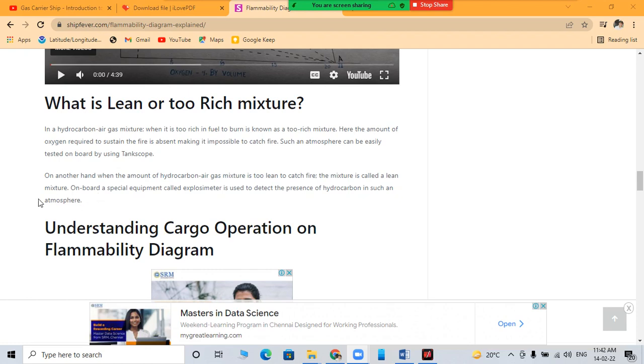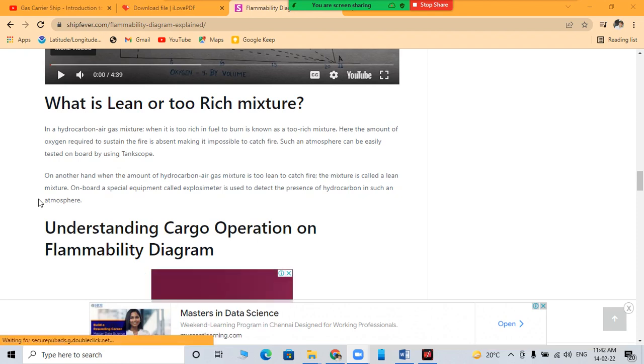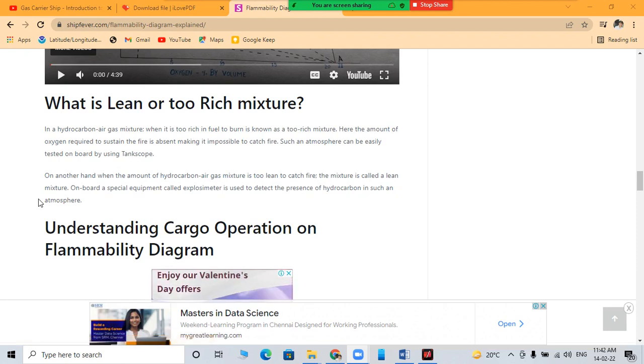On the other hand, when the amount of the hydrocarbon air gas mixture is too lean to catch fire, the mixture is called the lean mixture. On board, a special equipment called the explosimeter is used to detect the presence of hydrocarbon in such an atmosphere. So the explosimeter is also the equipment that is used to measure the presence of hydrocarbon in any compartment or any area.